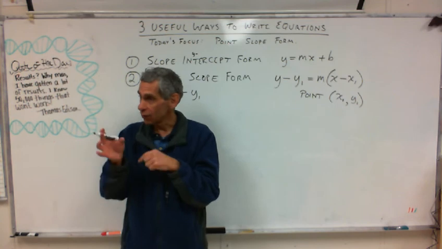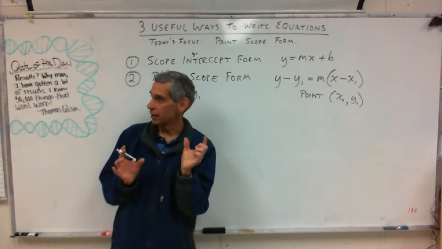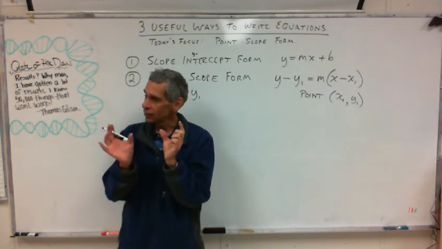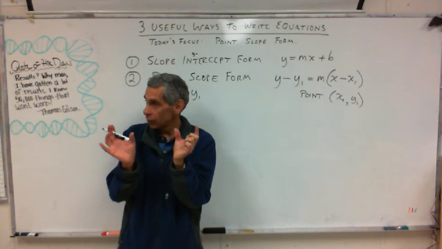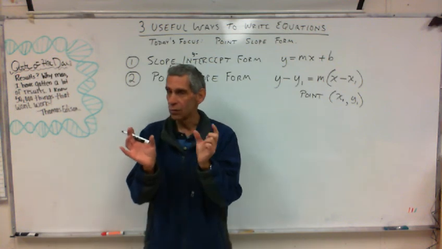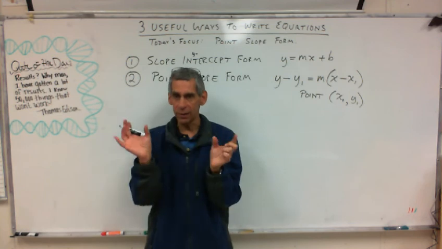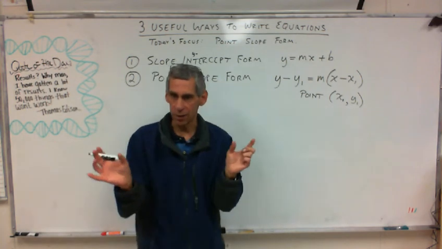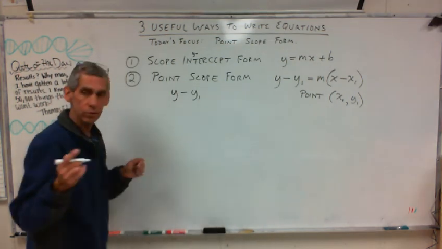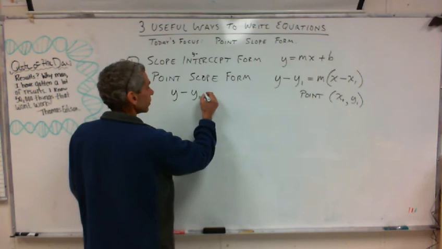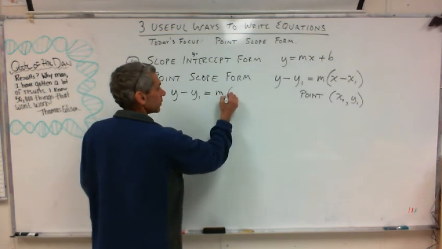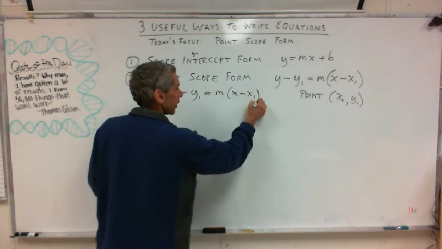And so you have one that is y and one that is y sub 1. They're different, but they're also both y's, right? So you want to maintain that identity of a y, but you want to maintain their separateness. They're not the same thing. You'll see what I mean in a minute. So y minus y1 equals m times x minus x1, right?